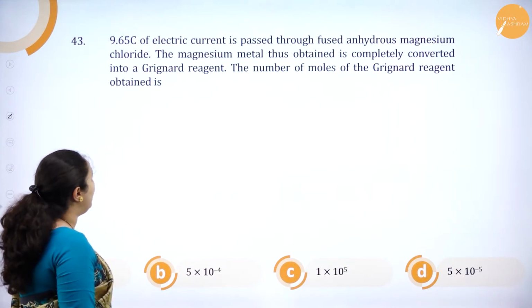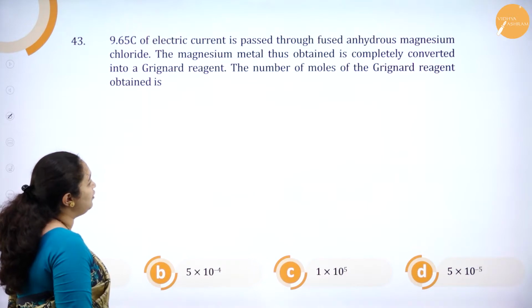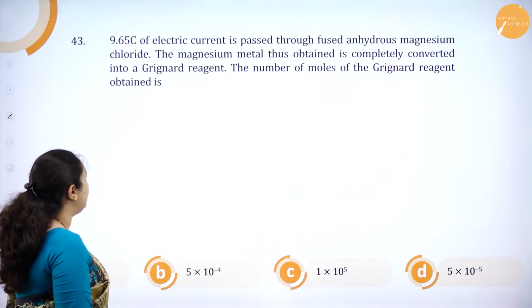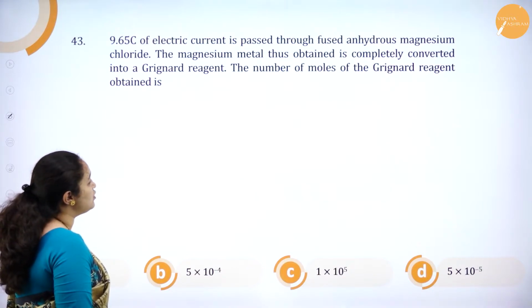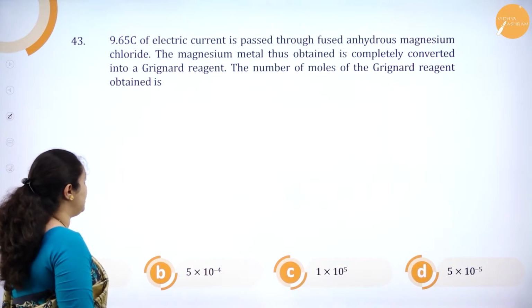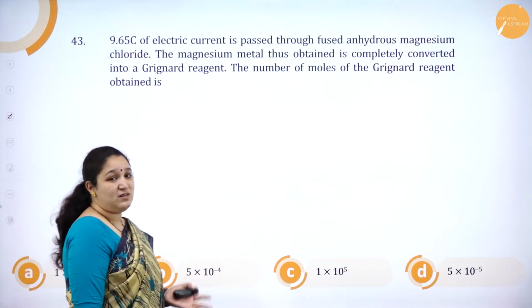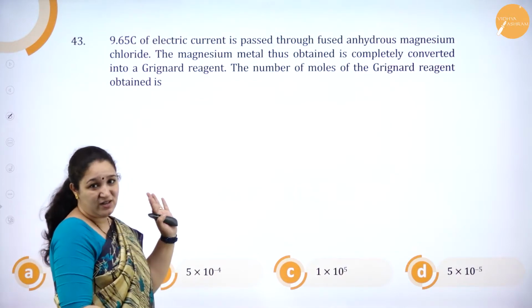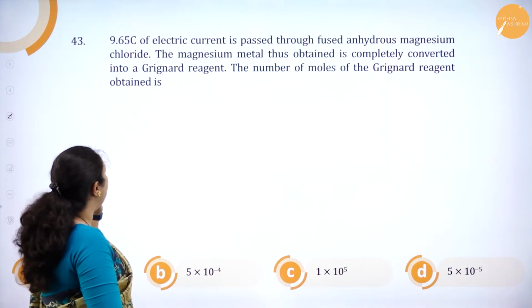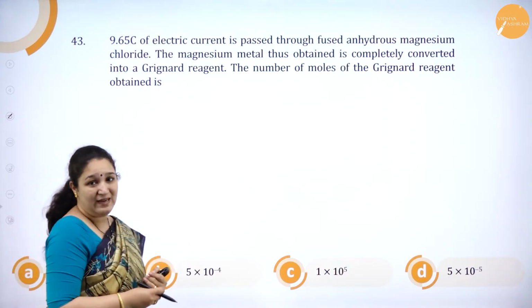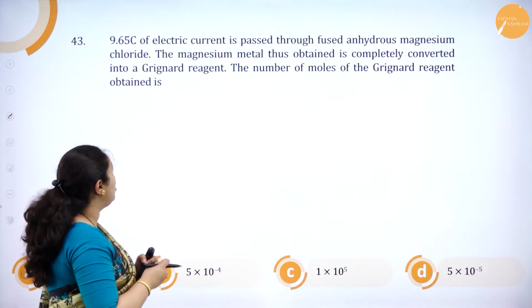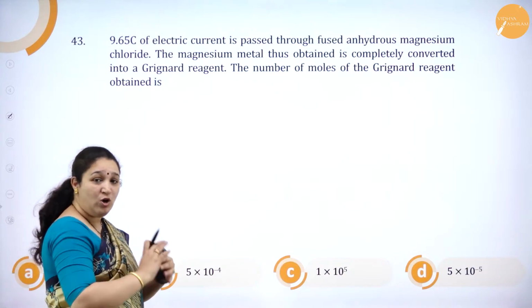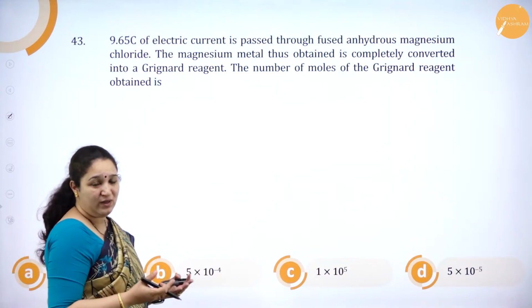9.65 coulombs of electric current is passed through fused anhydrous magnesium chloride. The magnesium metal thus obtained is completely converted into Grignard reagent. Number of moles of Grignard reagent obtained is. So, what do I understand from this question? I have anhydrous magnesium chloride. For that, I am passing 9.65 coulombs of electric current to get magnesium, all of which gets converted into Grignard reagent.